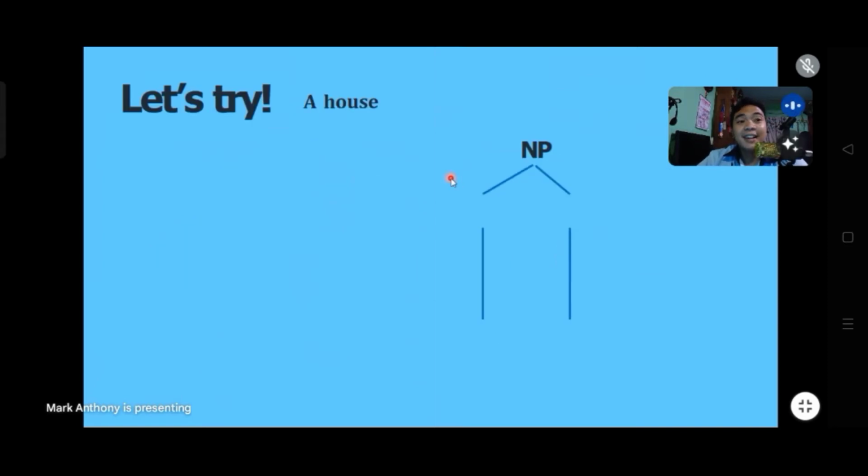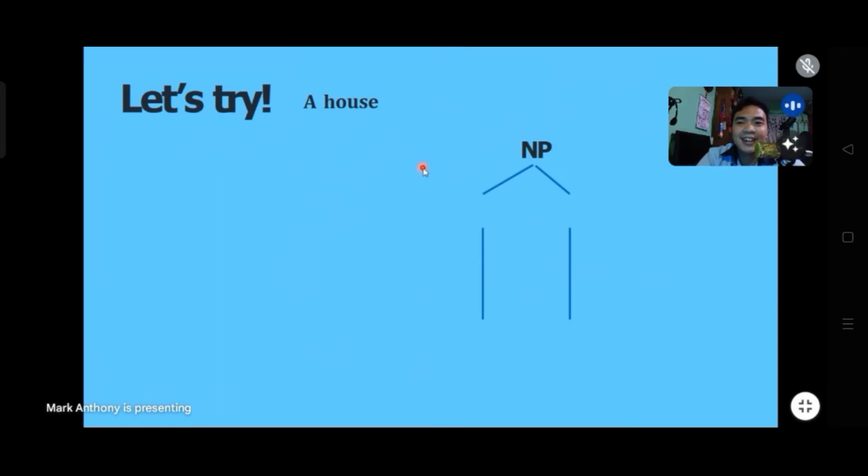So again, let's try to create a phrase structure tree in this sample sentence, "a house." So let's begin. The sentence is a noun phrase. What would be our first step, our first word to analyze? That would be the "a." So what is "a"?